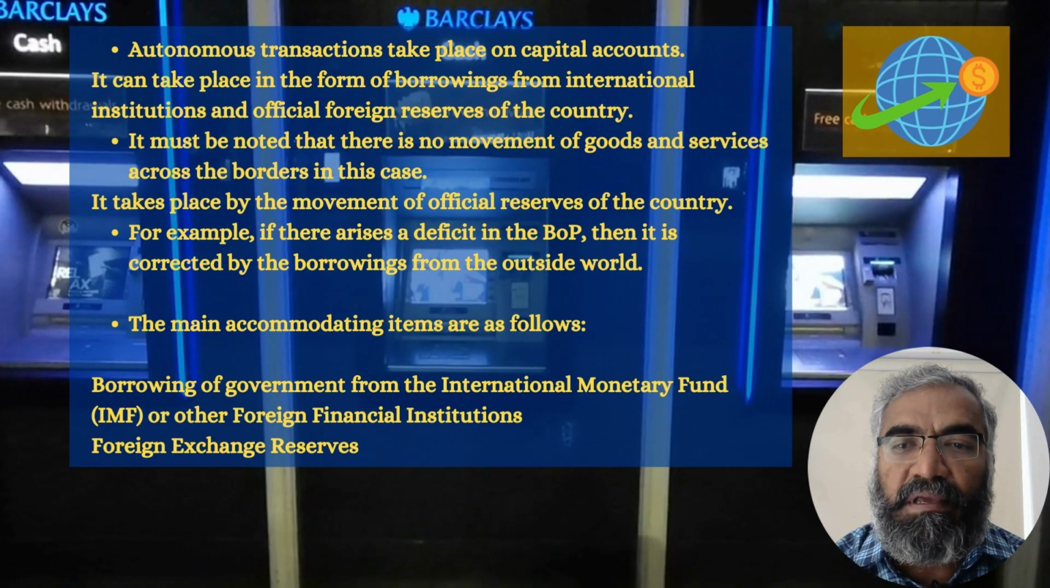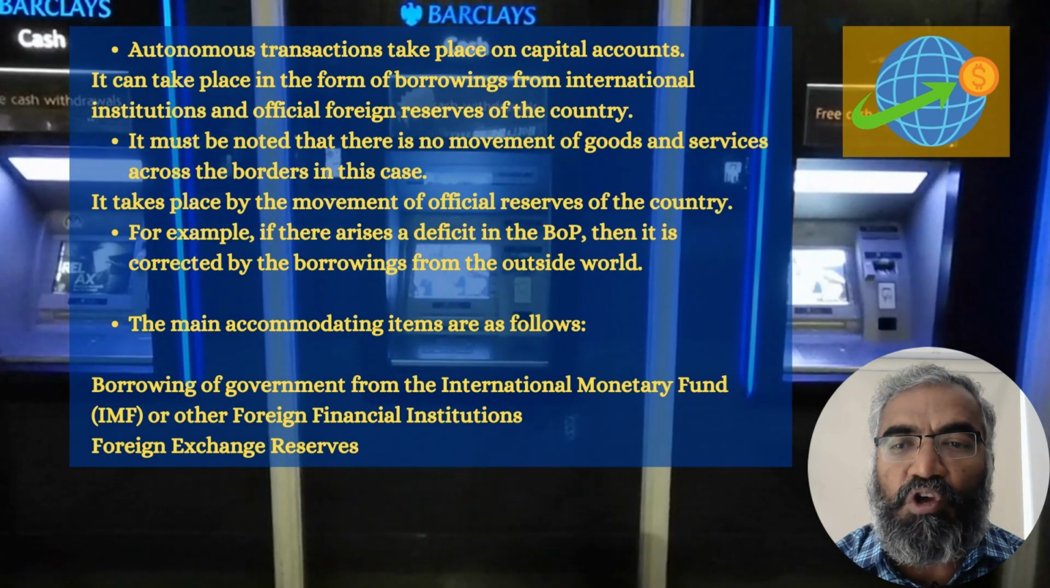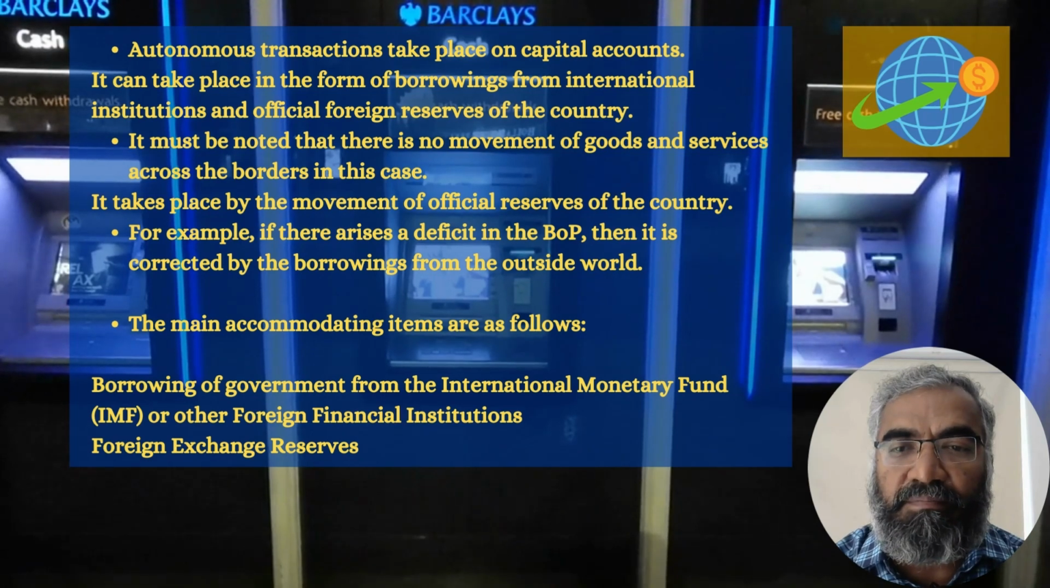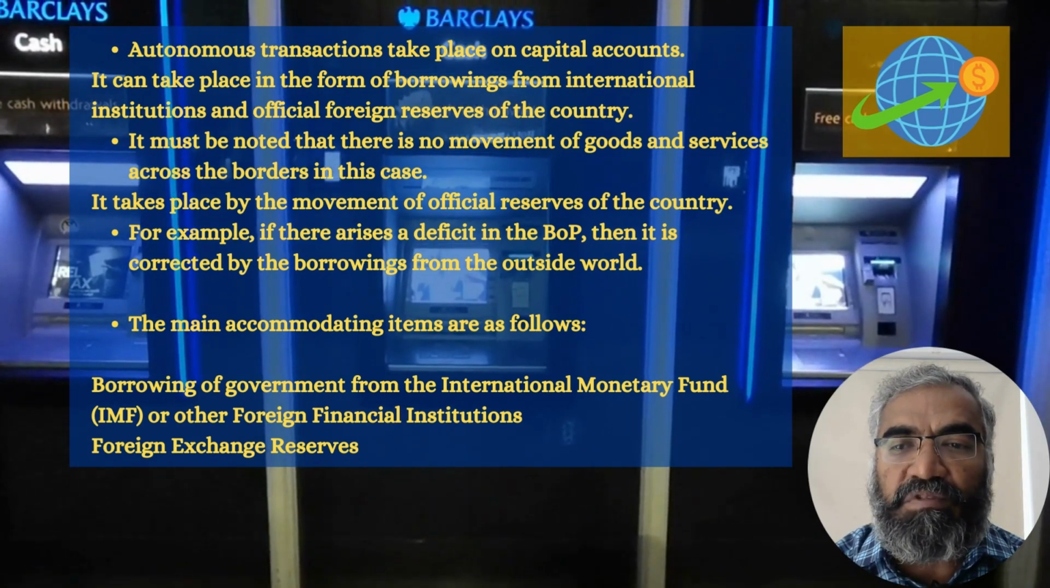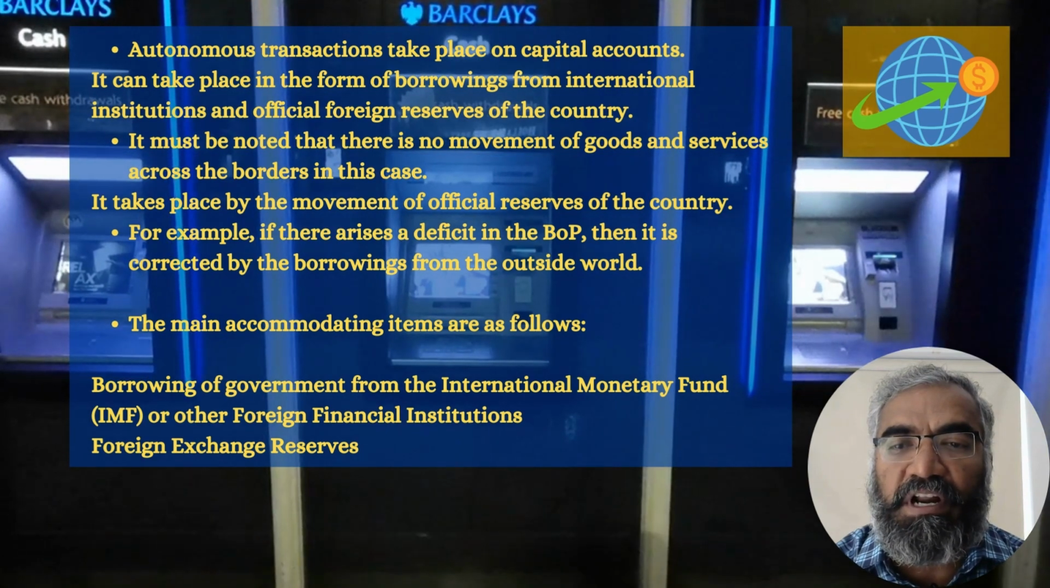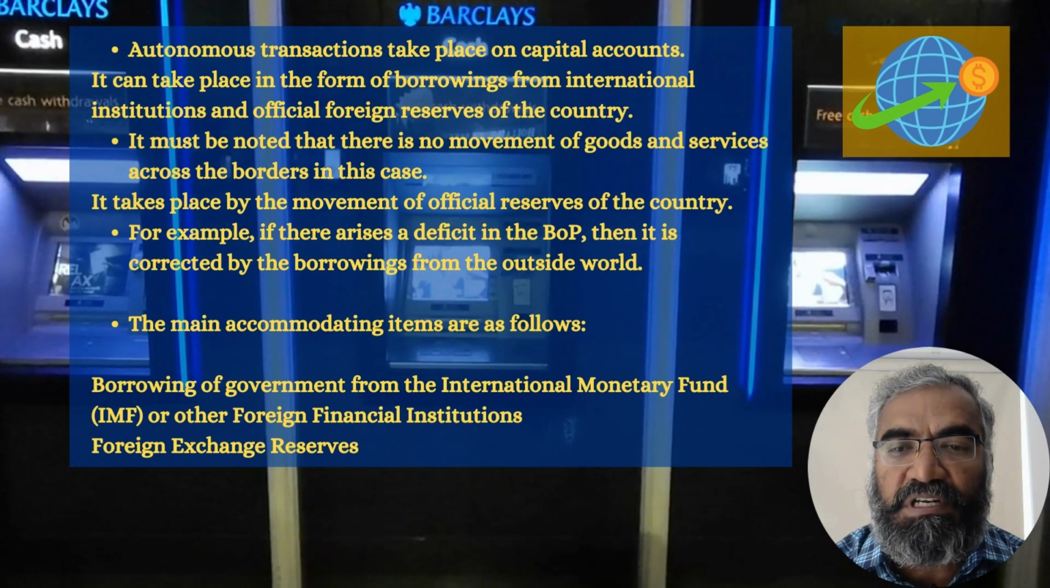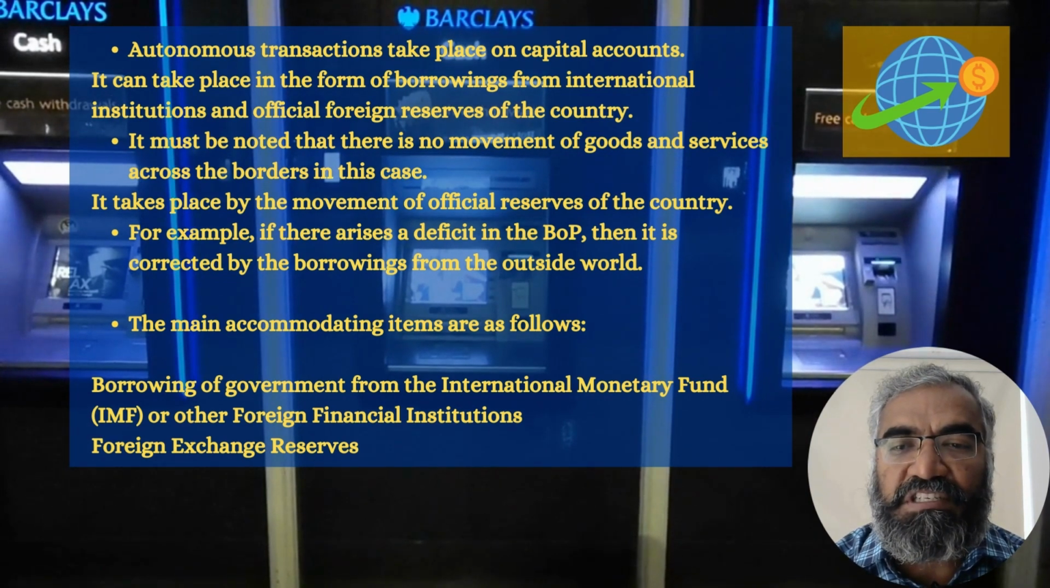For example, if there arises a deficit in the BOP, then it is corrected by borrowings from the outside world. The main accommodating items are as follows: borrowings of the government from the International Monetary Fund (IMF) or other foreign financial institutions, and foreign exchange reserves.